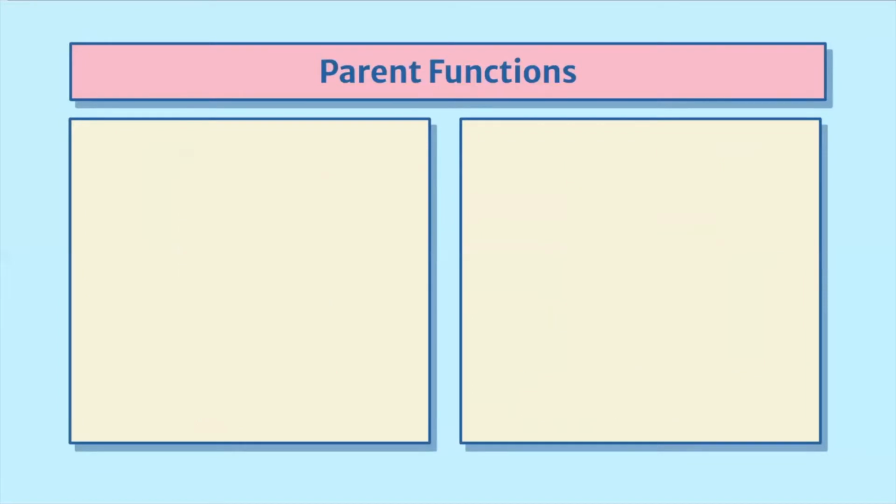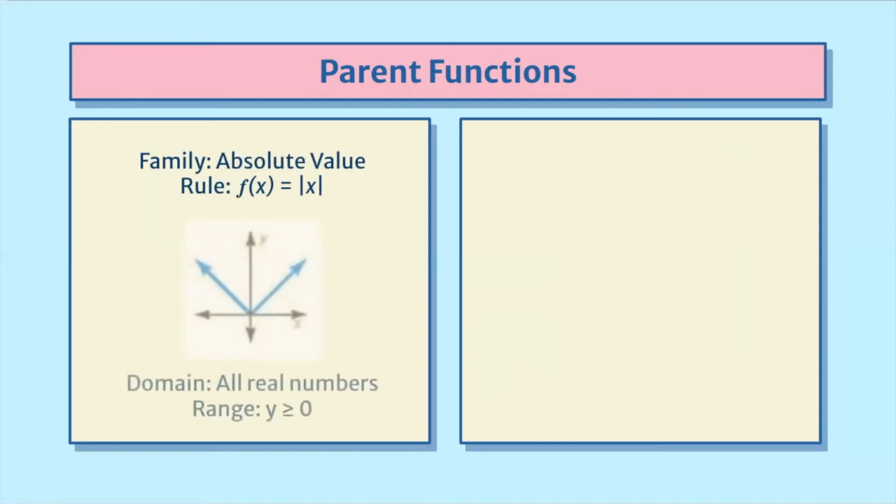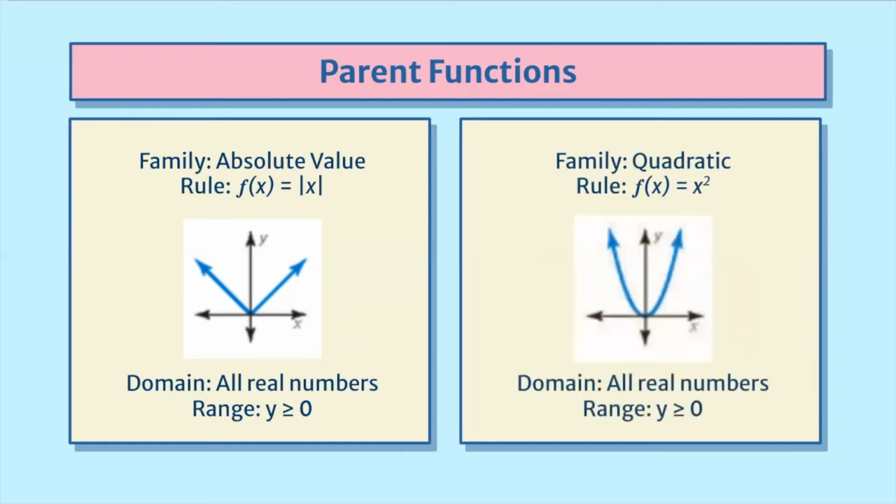The third family that we have is absolute value functions. The rule is f of x equals the absolute value of x. And the graph looks like a V. The domain is all real numbers, and the range is y is greater than or equal to 0. The final family is quadratic. The rule is f of x equals x squared, and the graph is a parabola. The domain is all real numbers, and then the range is y is greater than or equal to 0.